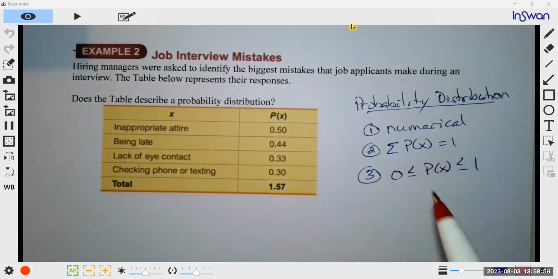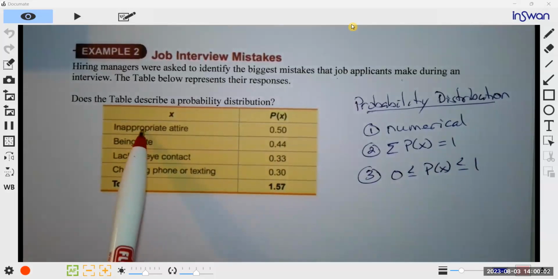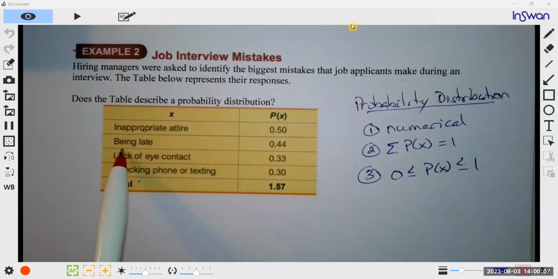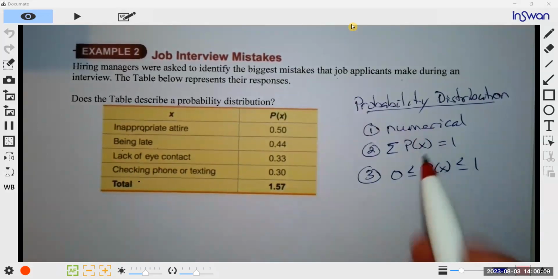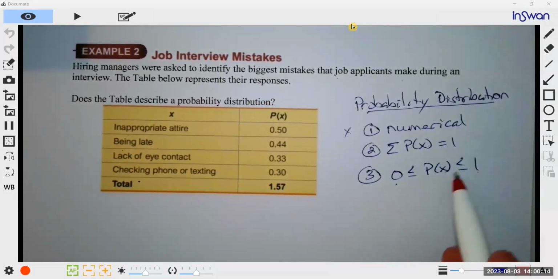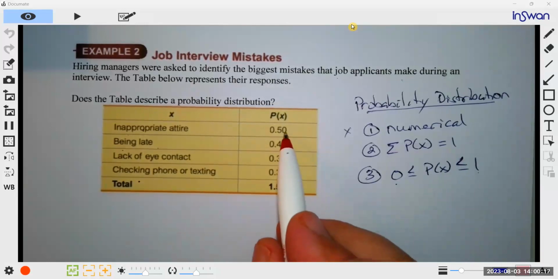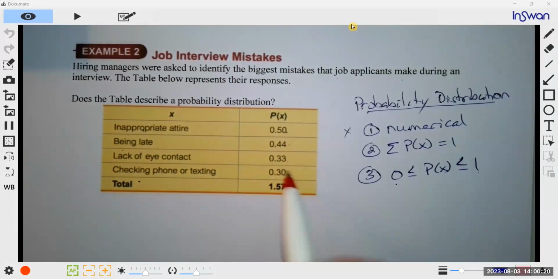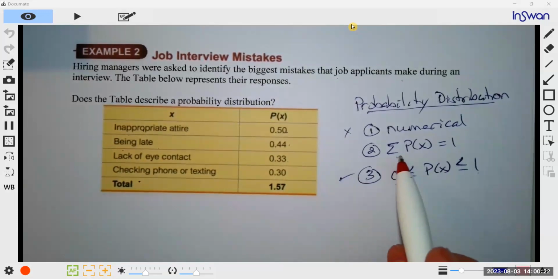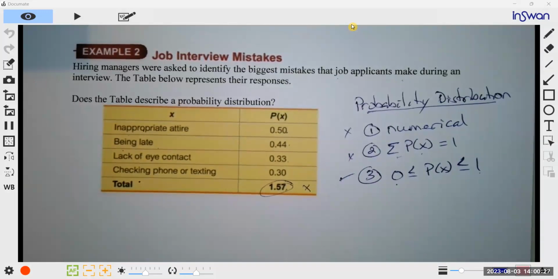So these are not numerical. They're categorical. Inappropriate attire, being late. So they're not numerical. That fails. Are each of the probabilities between 0 and 1? Check, check, check, check. So that one works. Is the summation equal to 1? No. So this table violates 2 out of 3, so it's not a probability distribution.